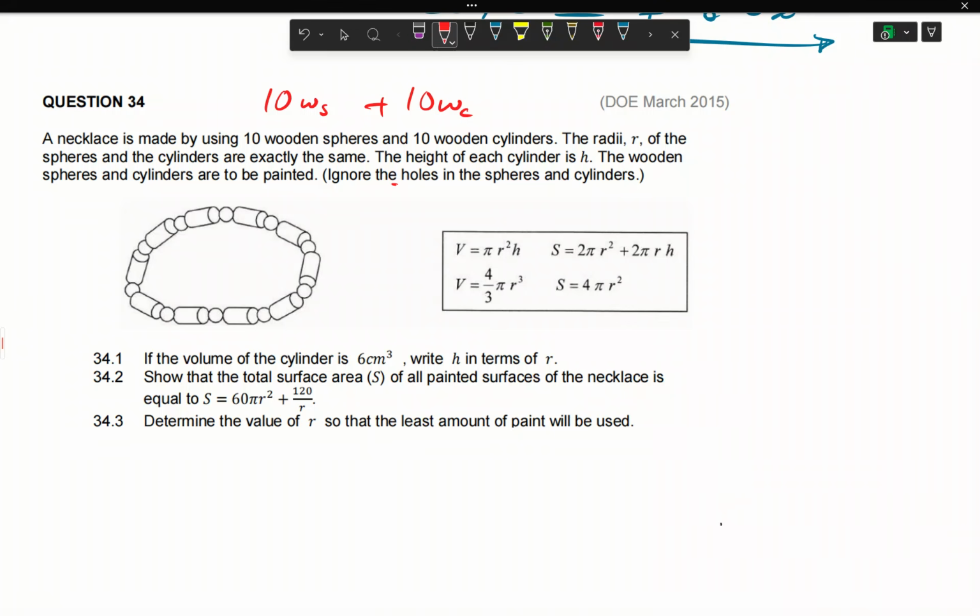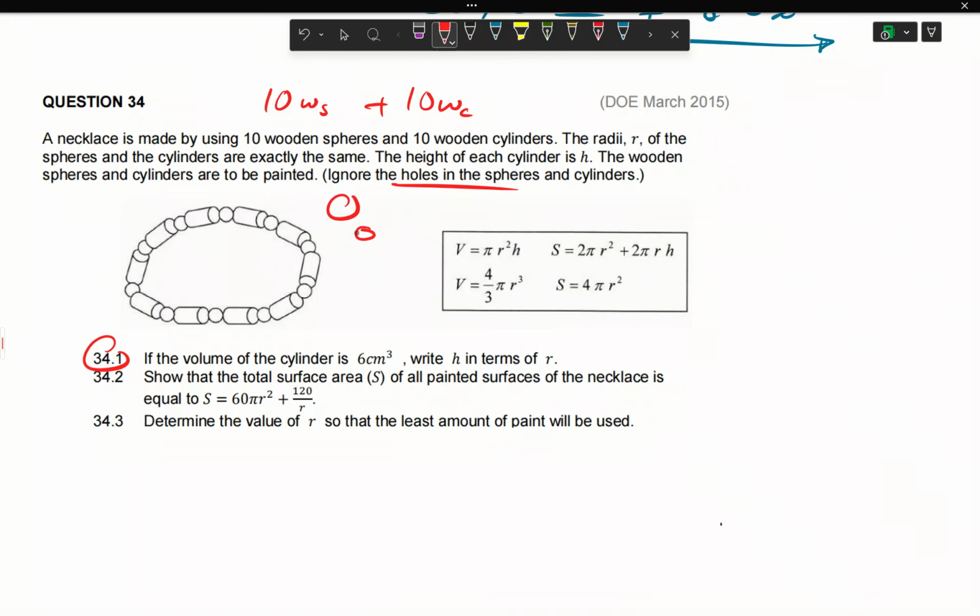Yeah, this is very important, because otherwise we'll not be able to solve this. So it will take time. If the volume of the cylinder is 6 centimeters cubed, write down h in terms of r. If the volume of what? Of the cylinder. Remember, this is the sphere.